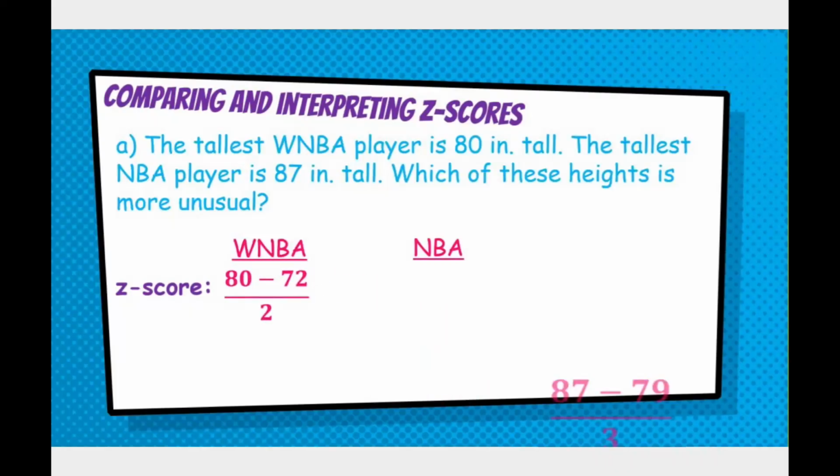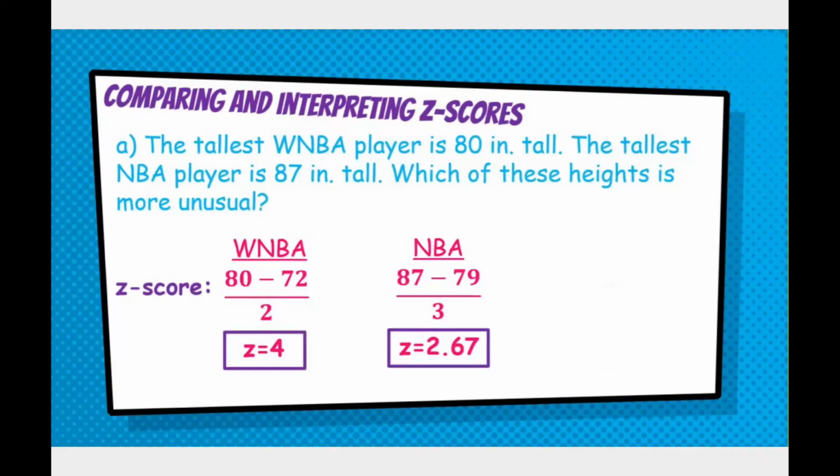And we talked about z-scores. It's the data value minus the mean over the standard deviation. So for our WNBA and our NBA, we would do these calculations, and I would get a z equals 4, which means 4 standard deviations above the mean, and 2.67 would be 2.67 standard deviations above the mean. So that line would be in between 2 and 3.